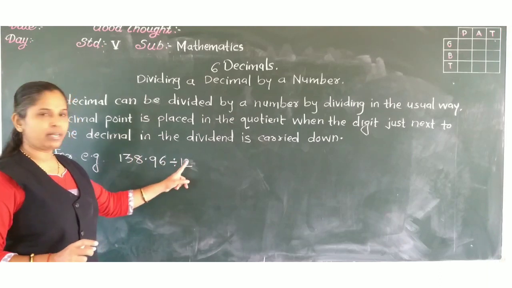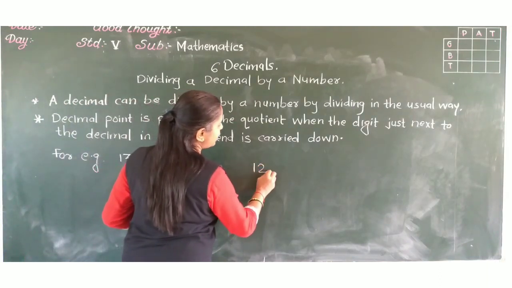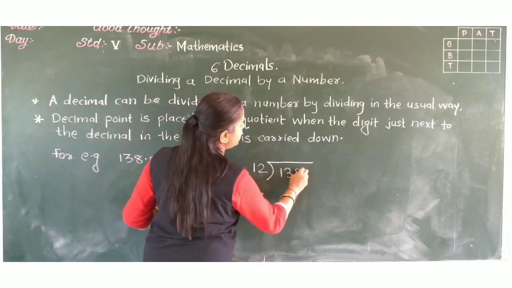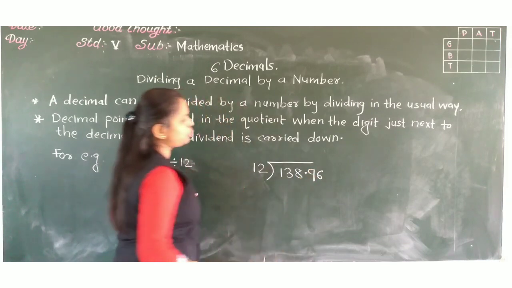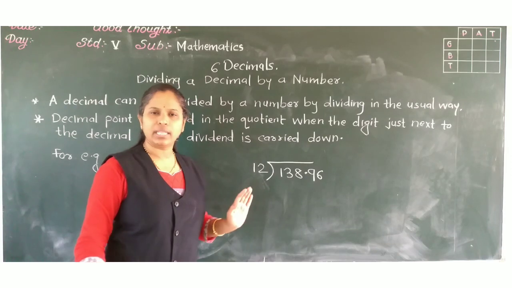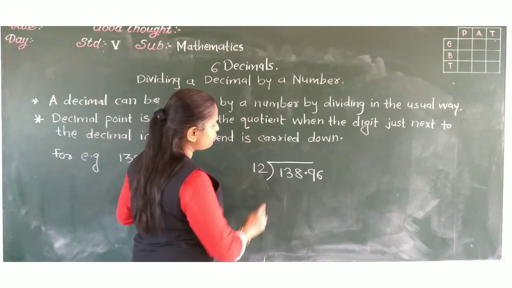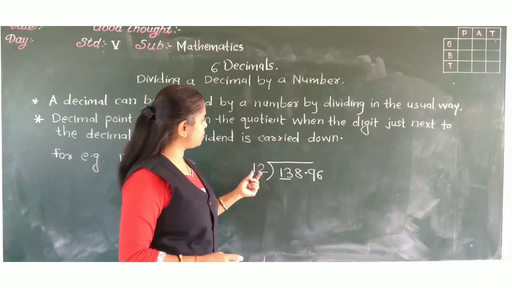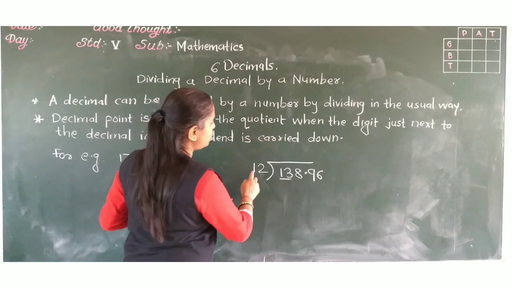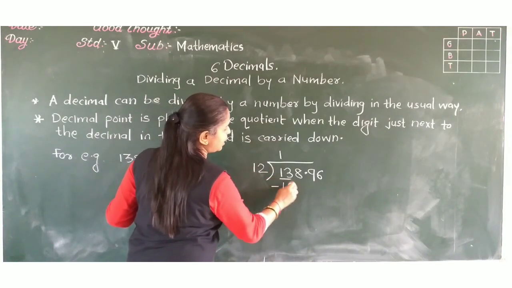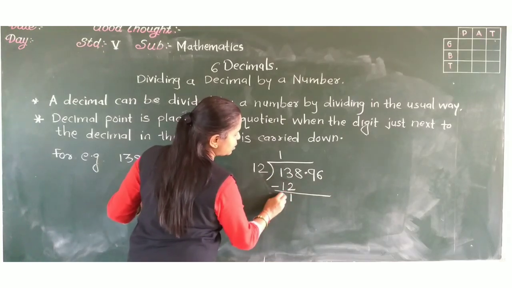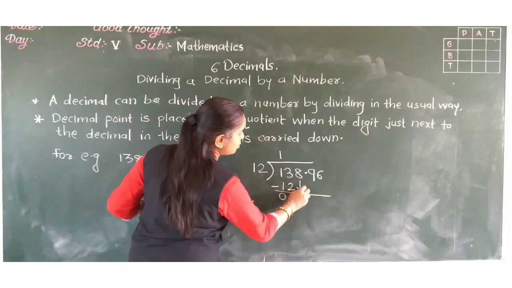138.96 divided by 12. So I will write it in vertical order. 138.96. While dividing, you don't have to look at the decimal point. Okay. Normally, how do we do it? In the same way. So see, first of all, we will take these two digits because the divisor is of 2 digits. So 12 ones are 12. Correct? Now 3 minus 2, 1. 1 minus 1, 0. Take it down.